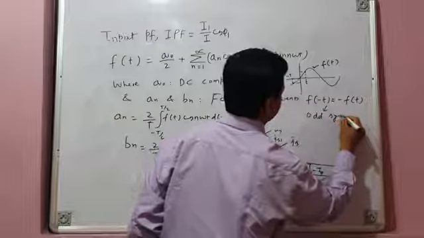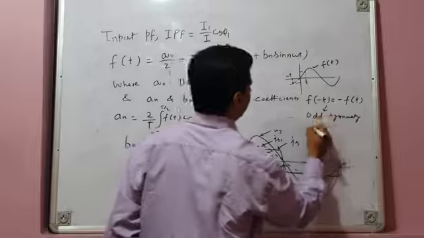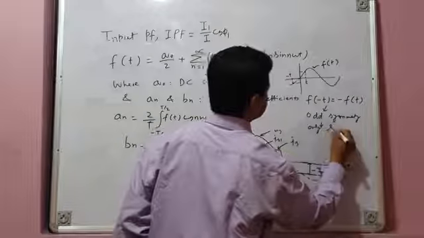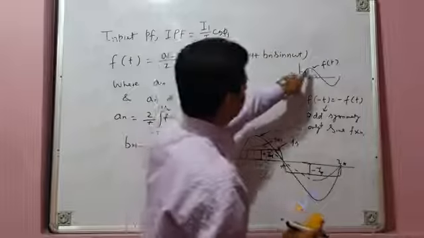Odd symmetry means it will have only sine functions. There will be no cosine functions.